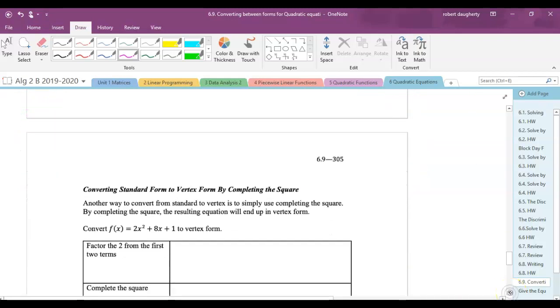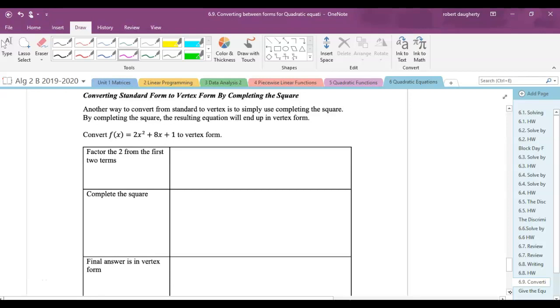Now there is an alternate method for going to vertex form, which is completing the square. I will do this. It is your choice. You may need to be able to complete the square. There may be a problem that says complete the square. But when it comes to this activity, going from standard to vertex, you get to choose how to do it. You can do it just like we did it, or you can do completing the square.